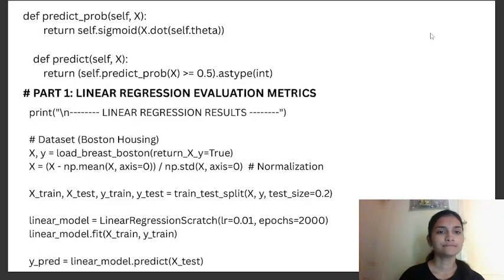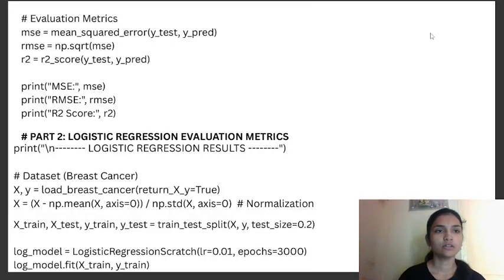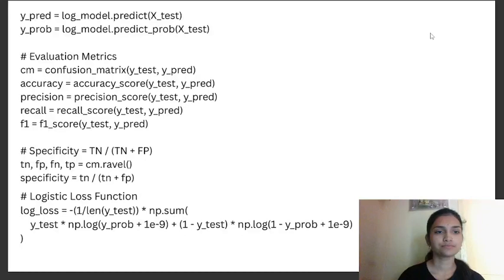and here is part 1, linear regression evaluation metrics. So here it will print the linear regression results. Here we will be seeing the results. Okay, this is the evaluation metrics output, and part 2, logistic regression evaluation. And this is for logistic regression.